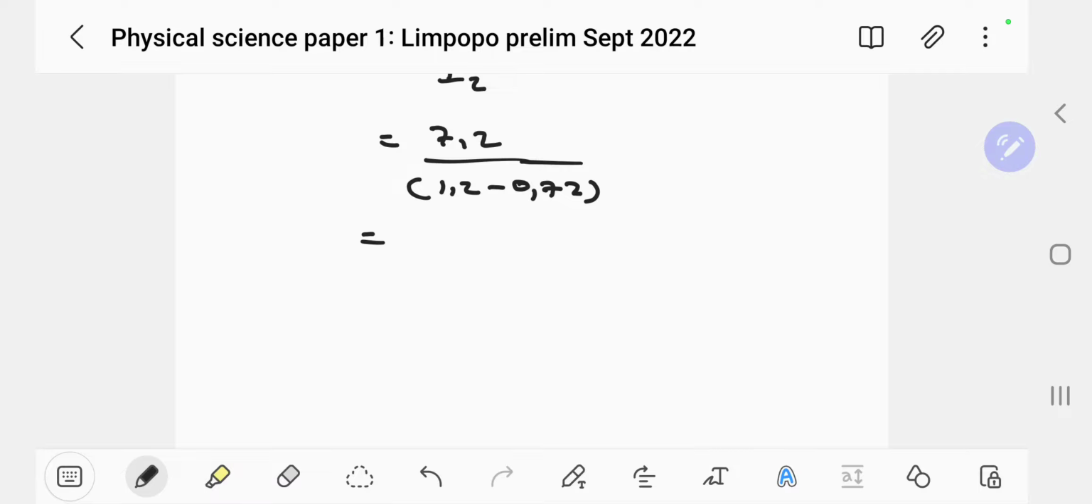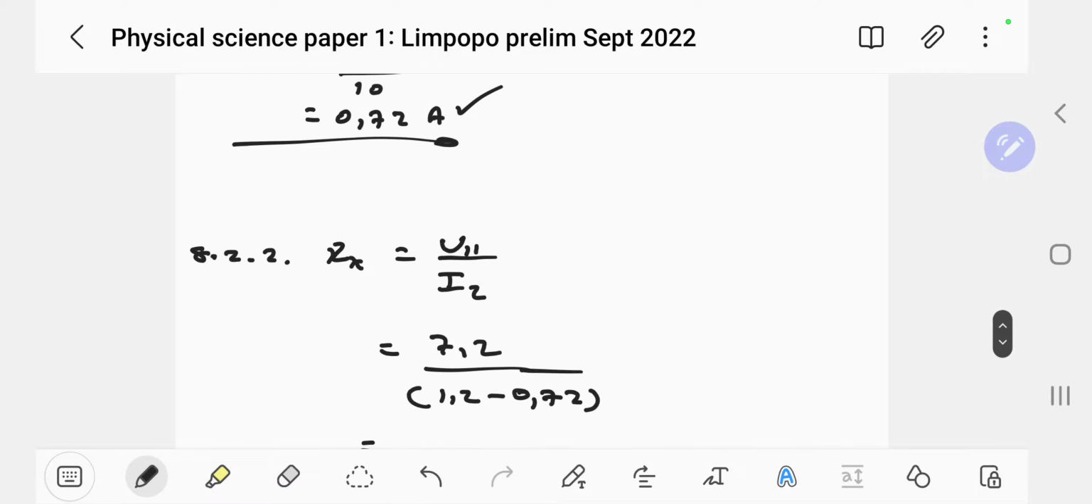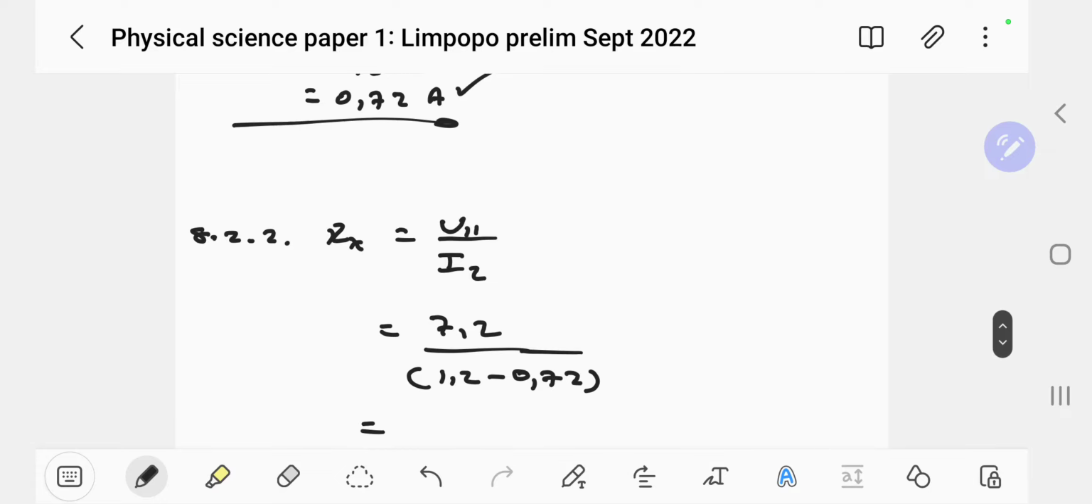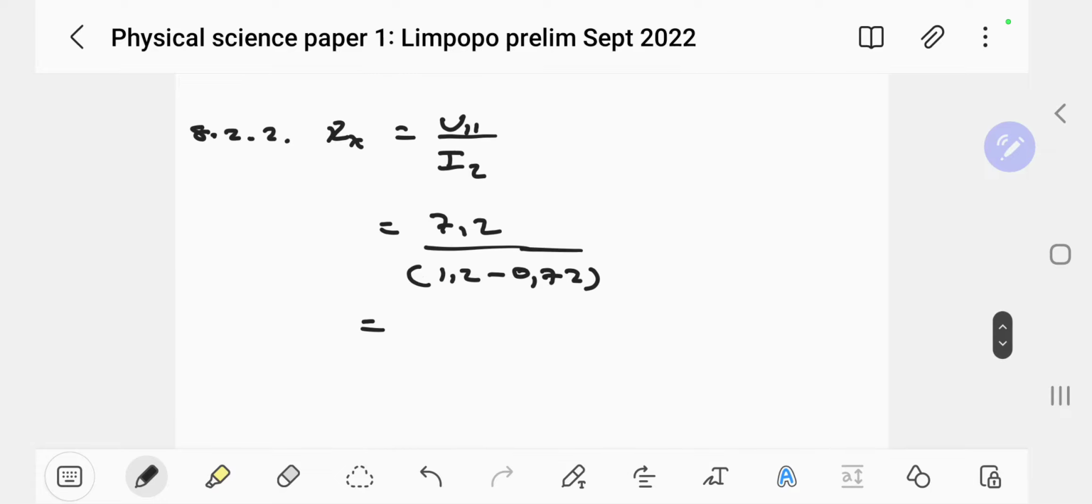0.72. So make sure you don't delay this thing. So I'm getting here 15 ohms. Okay, so that should be fine.